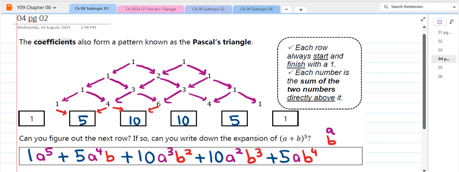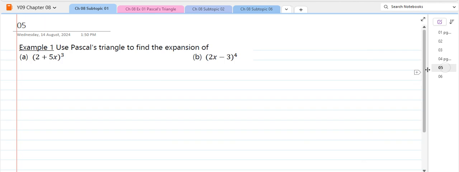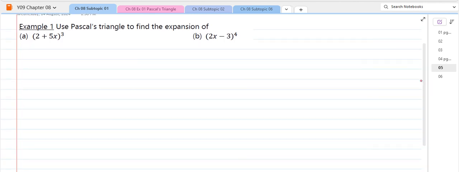So the next term is going to be the last term for this expansion. So the A will be A to the power of 0, but then B will be B to the power of 5, and the coefficient is 1. So here you go, this is the expansion of A plus B to the power of 5. So let's have a look at the example here. Okay, use Pascal's triangle to find expansion of this one.